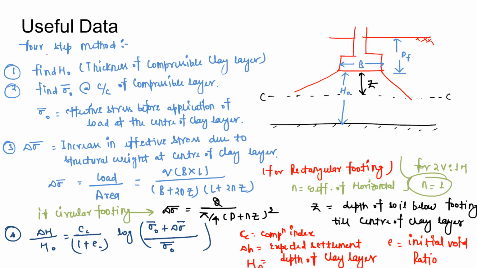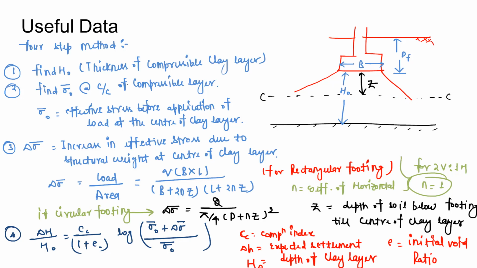Now coming to the useful data for finding the settlement due to any shape of footing, we have a four-step method. To find the expected settlement, the first step is finding H0, where H0 is the thickness of compressible layer. As we can see in this figure, the footing is resting some Df distance below the ground level, and here for example we have taken the whole soil as clay, so we have to find the effective stress at the center of this compressible clay layer.